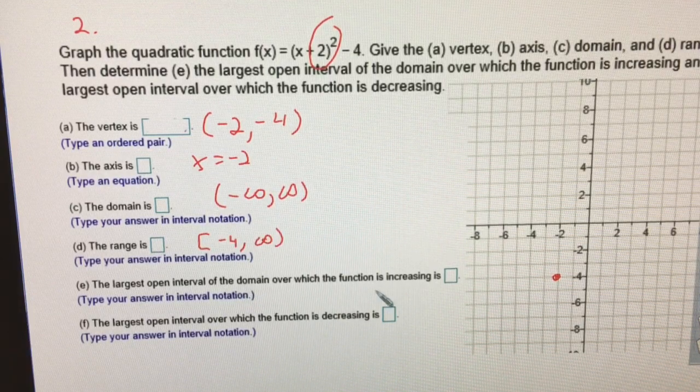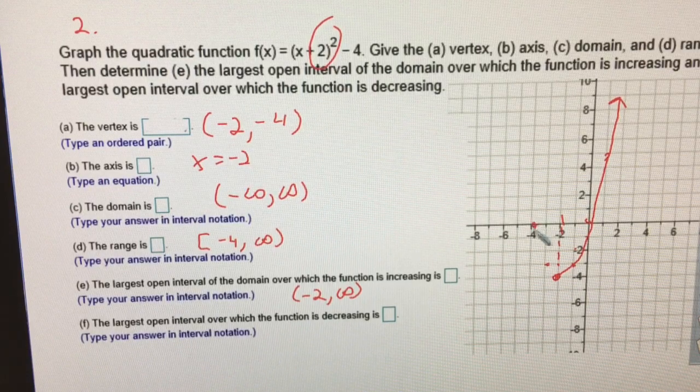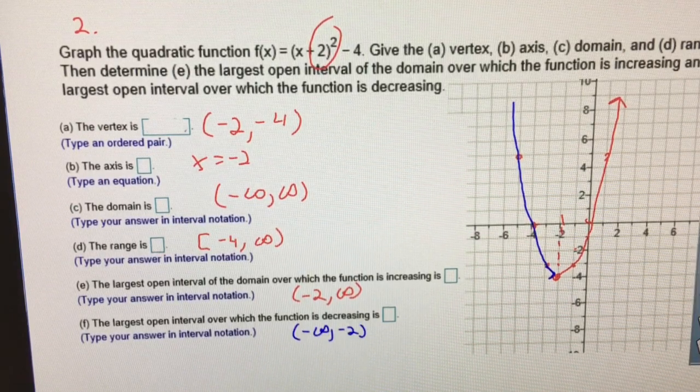The largest open interval of the domain where the function is increasing, that's going to be over here to the right, where I go up 1 over 1, up 3 over 1, up 5 over 1. That's where the function is increasing. So that's going to be from the axis of symmetry, -2, to infinity. Now it's decreasing on the way down, but it's on the down slide from there, decreasing on that section. So that's going to be from -infinity to -2, like flip-flops.